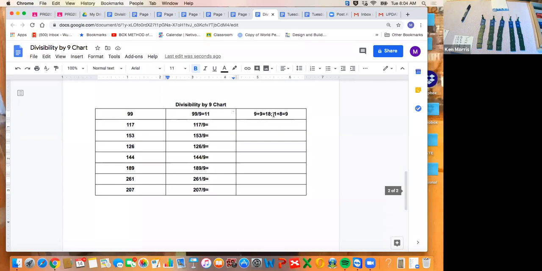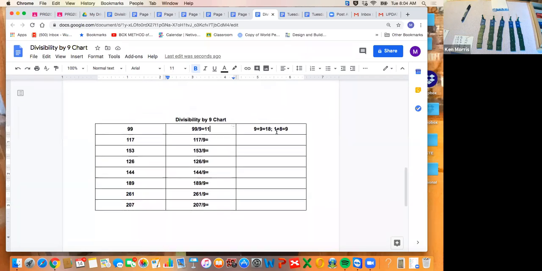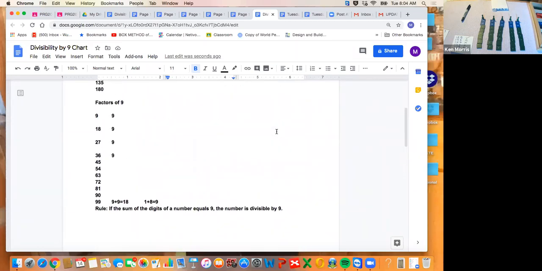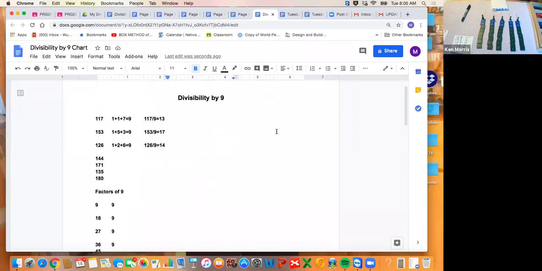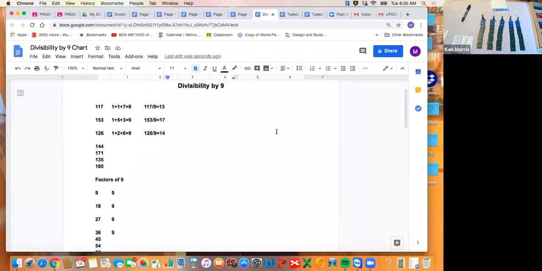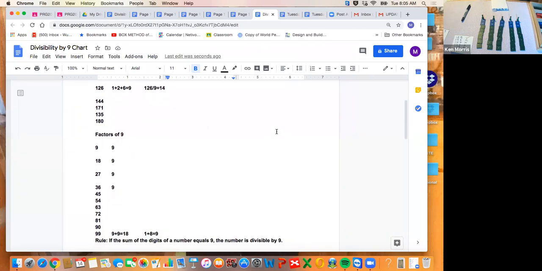And then here I confirm that the digits add up to 9. I would like you to finish this table, get a calculator, confirm that all these numbers are in fact divisible by 9, and then go ahead and confirm that the sum of the digits is equal to 9, just to reinforce the rule. All right, you don't need to copy this down, guys. I will post it so you'll have it. All right, but it gives you an idea here. Any questions?